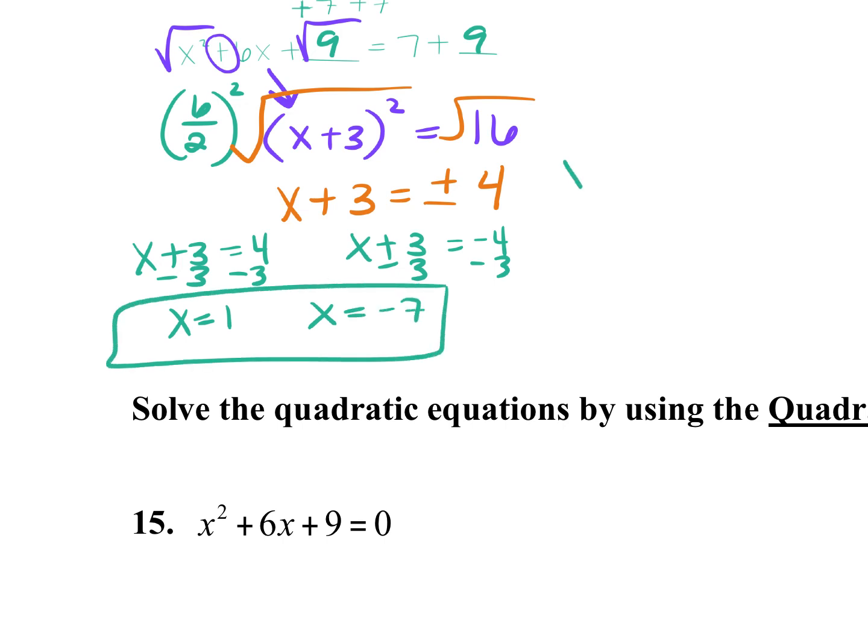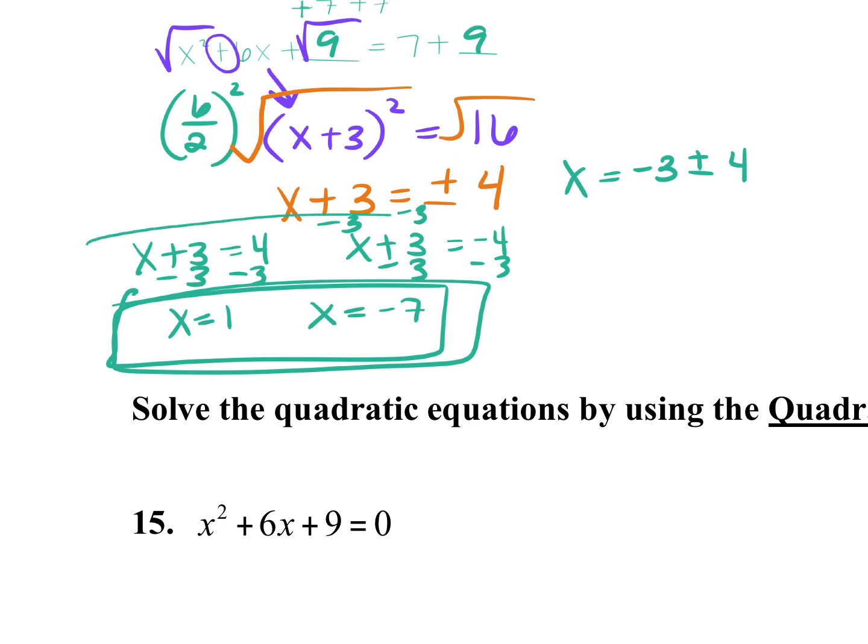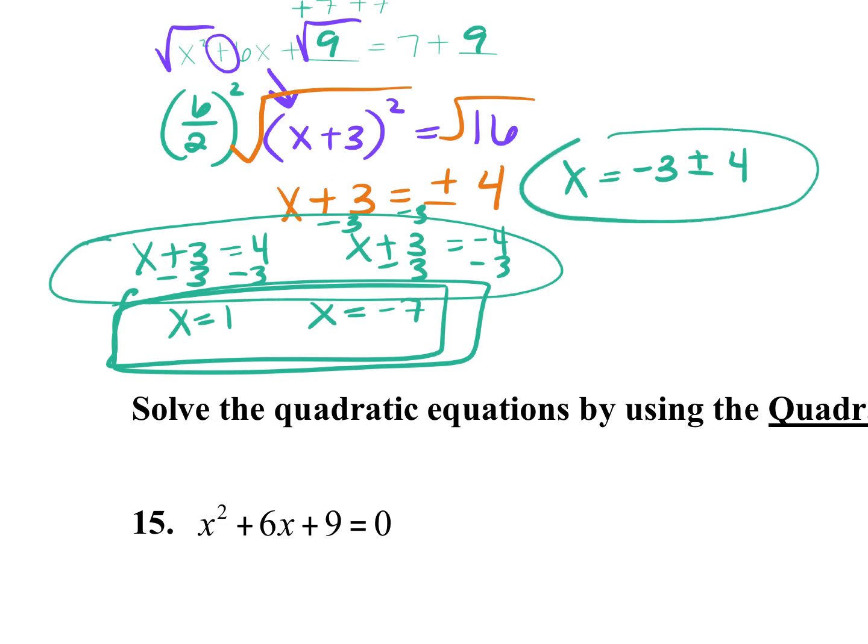The other way you could do it is if I'm subtracting a 3 from both sides, it would be negative 3 plus or minus 4. I still have to simplify that, right? So negative 3 plus 4 is 1, negative 3 minus 4 is negative 7. So you're still going to get to here. It's just a matter of how you want to write it. Do you want to write the two equations? Then do it this way. If you want to just write one equation, just make sure you do both parts of that one equation.